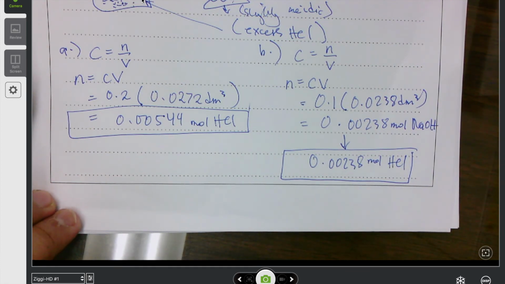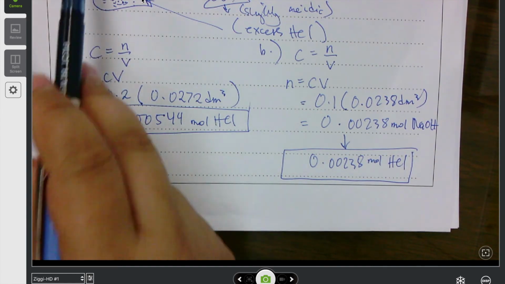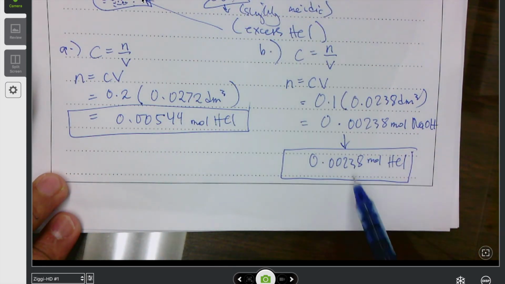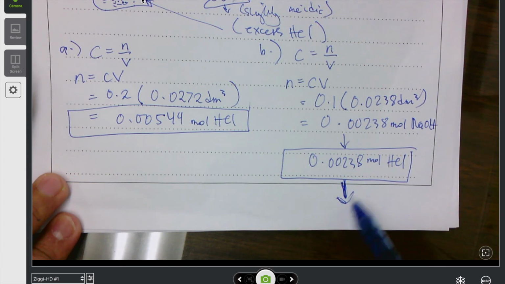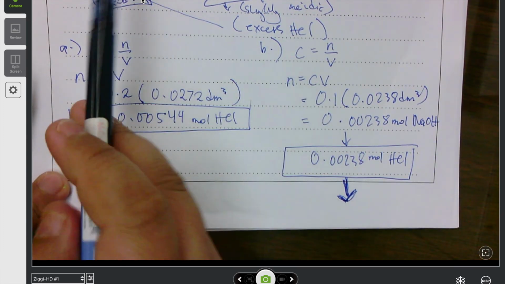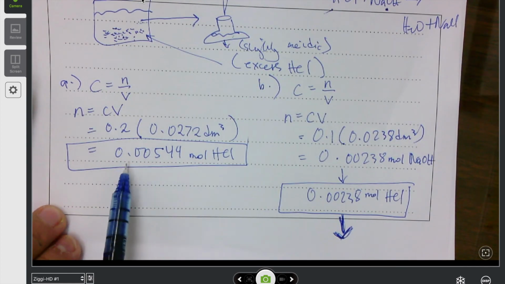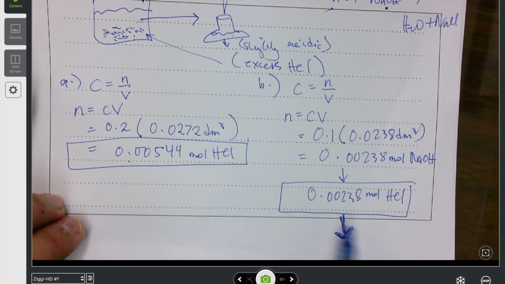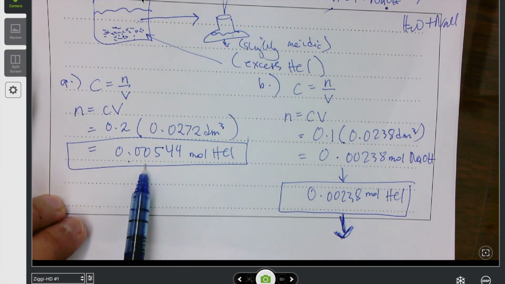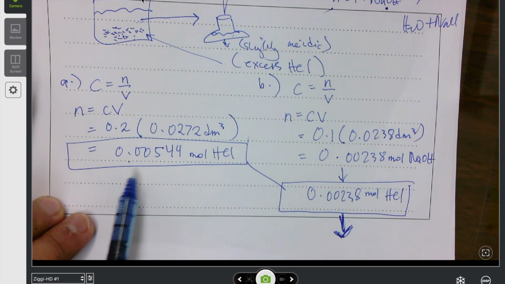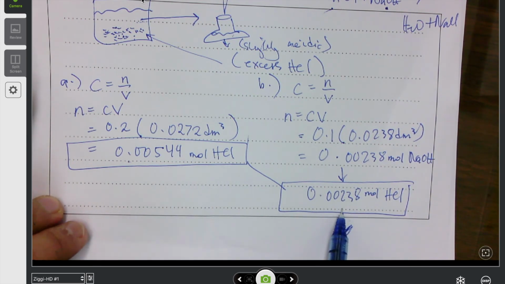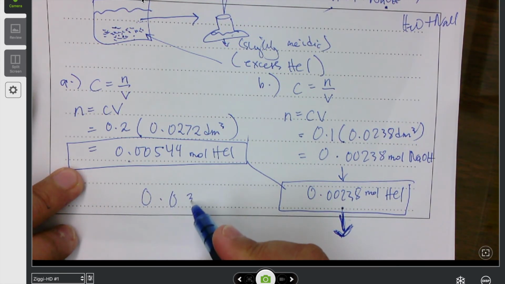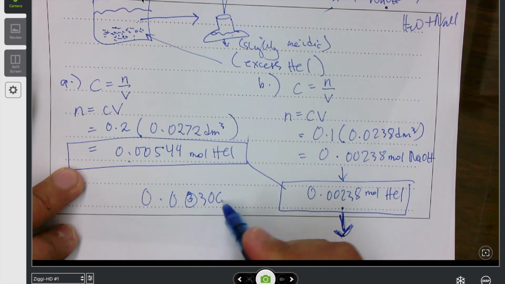This is where you got lost, for C. The question is, determine the amount of HCl that reacted with calcium carbonate in the eggshell. This is my excess, right? The total mole of acid that I mixed with calcium carbonate is 0.00544. So, how much reacted with calcium carbonate? If this was in excess, how much from the total reacted? Common sense, 0.00544 minus 0.00238, which is what? 0.00306.